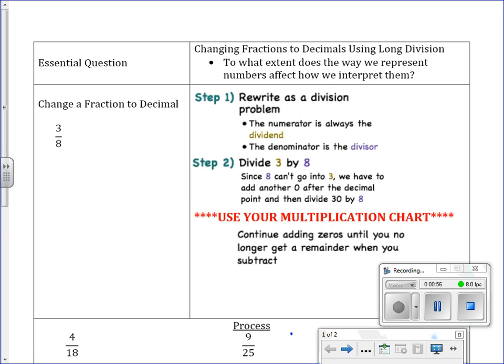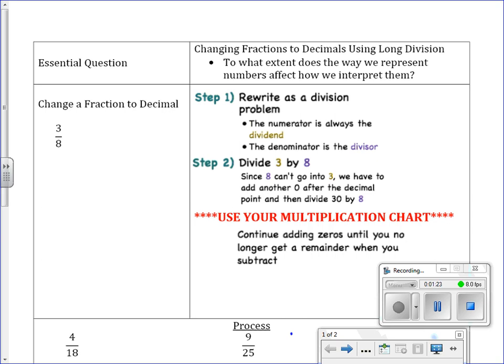And we have a couple of steps. Step 1 is rewrite as a division problem. Now on this part of the SOL, we don't have a calculator. That's why it's essential for you to have your multiplication table. And at the very beginning of the SOL test, what we should do is fill out, on graph paper, our multiplication table.